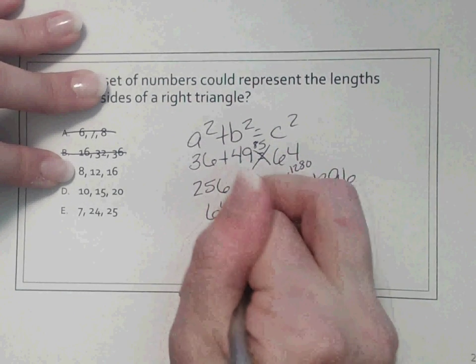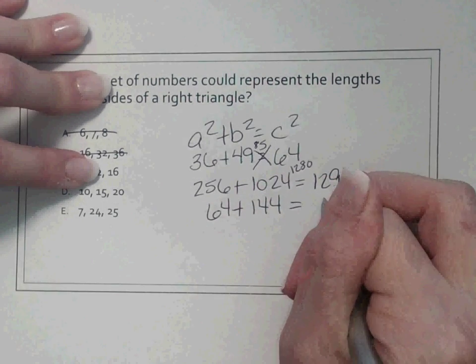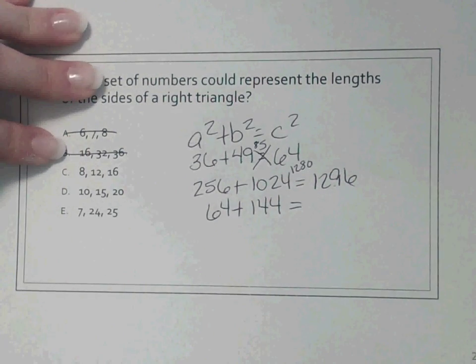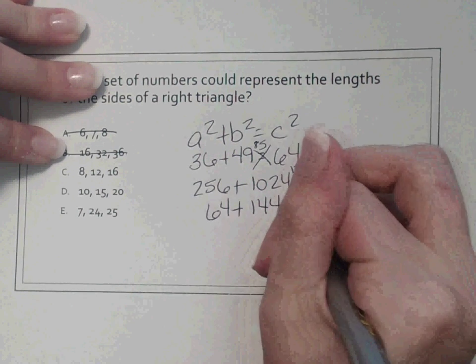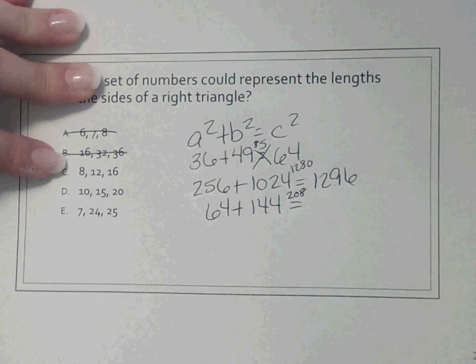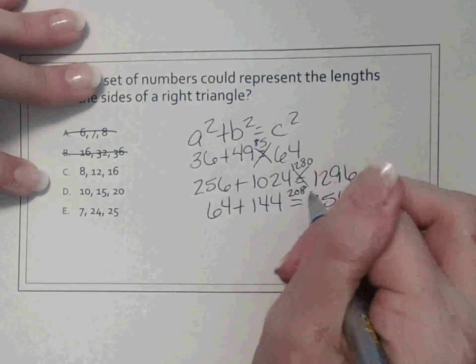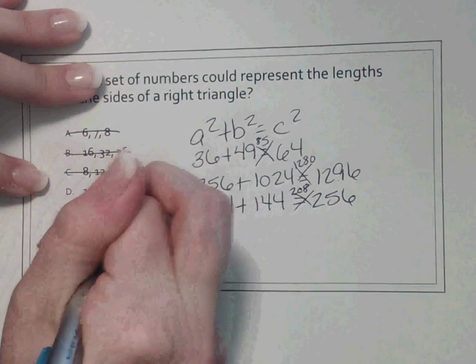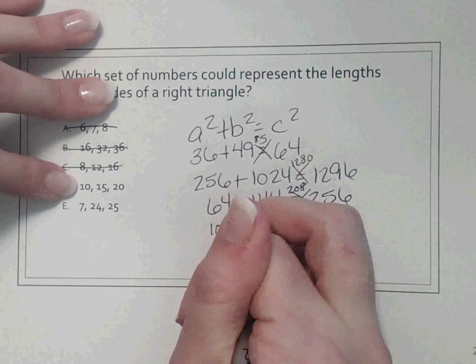Okay, 8 squared is 64. 12 squared is 144. Okay, when I add those together, I get 208. And then 16 squared is 256. Those don't equal each other, so that's not it. Okay, so I go to my next one.